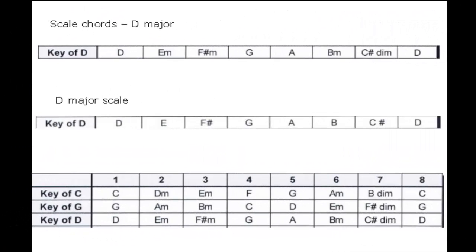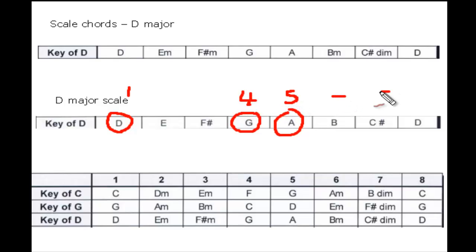In a previous video, we discussed how we created a D suspended fourth chord. So here's a quick review. We take the first note, then the fourth note, and then the fifth note. So it's the first note in the scale, the fourth note, and the fifth note, and that creates the suspended fourth chord.